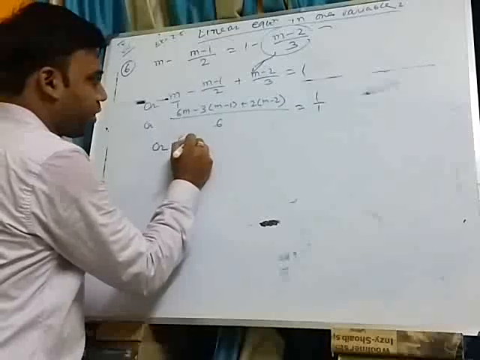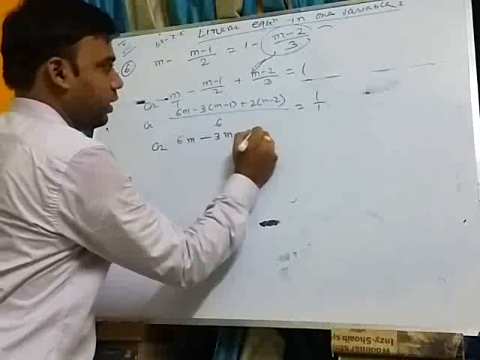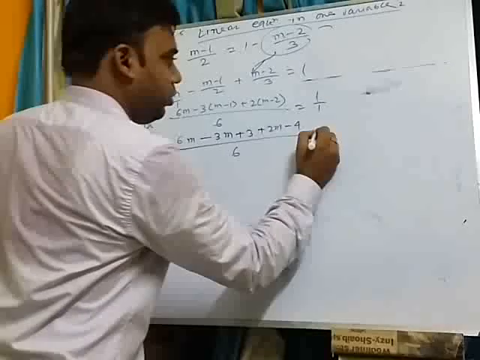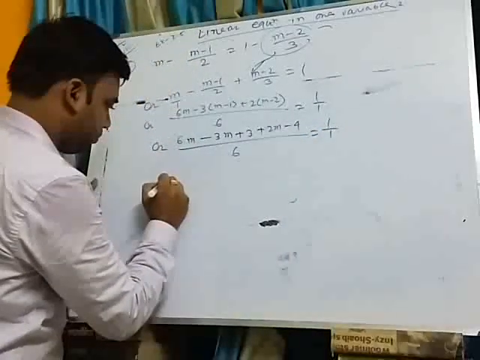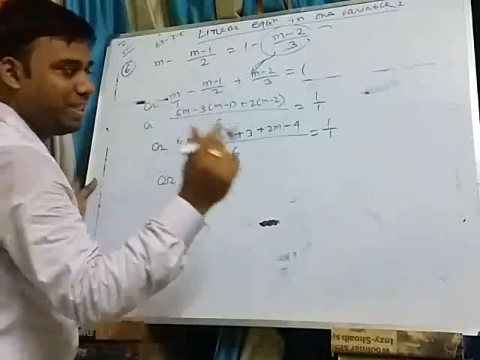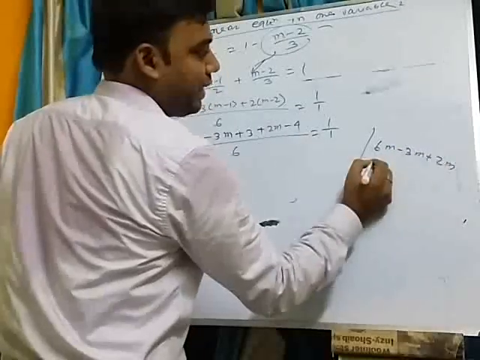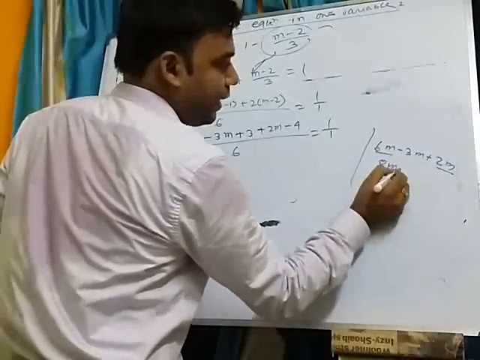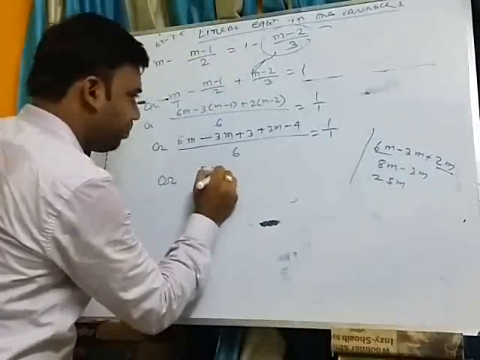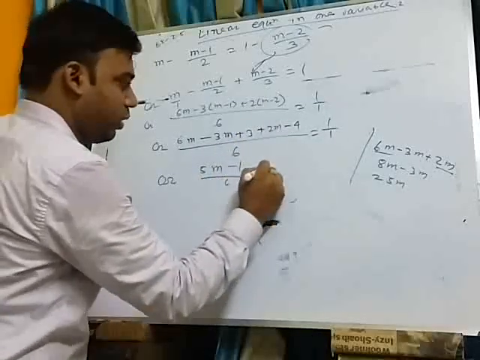Now 6m minus 3m plus 3 plus 2m minus 4 by 6 equal to 1 minus 1. 6m minus 3m plus 2m, that is 6m plus 2m, 8m, 8m minus 3m, that is 5m. So 5m plus 3 minus 4, that is minus 1, by 6 equal to 1 by 1.